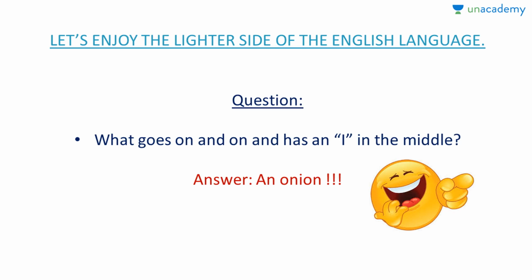Before we wrap up, let's enjoy the lighter side of the English language. So, a question. What goes on and has an I in the middle? Yes. Let me repeat. What goes on and has an I in the middle? The answer is an onion. Isn't that very funny? Well, nothing better than to close the class with a big smile. So keep smiling.